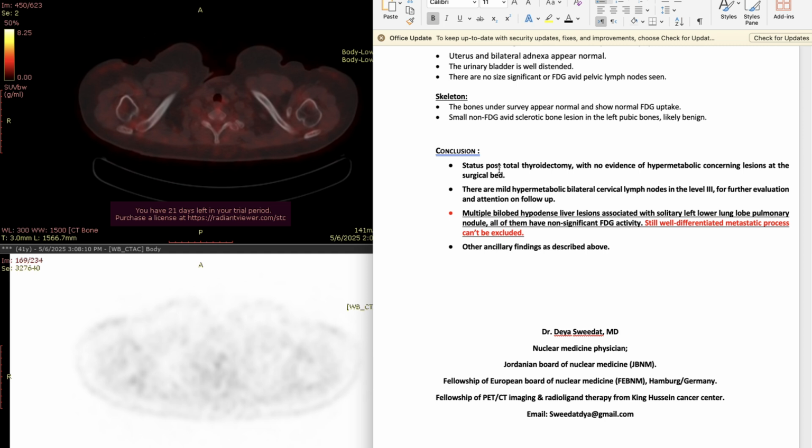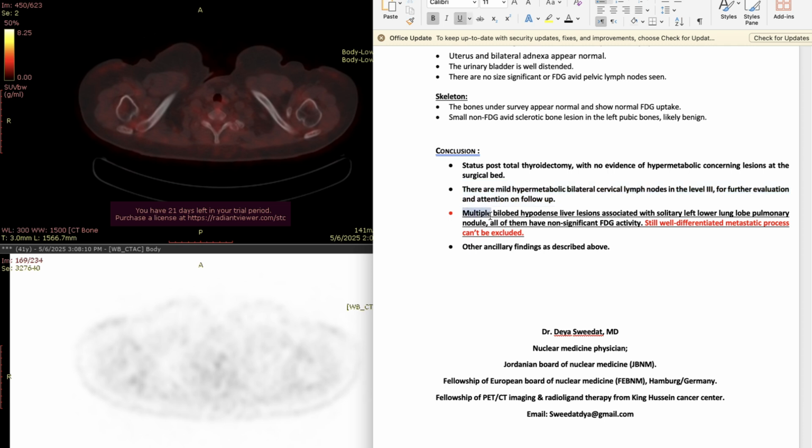This is the conclusion. No evidence of hypermetabolic concerning lesions. I didn't write there is no evidence of hypermetabolic local recurrence because there may be small recurrence. However, it will not take activity because of its differentiation process. There are mild hypermetabolic bilateral cervical lymph nodes. They need further evaluation. Metastatic process cannot be excluded because, as we said before, they might be well differentiated.